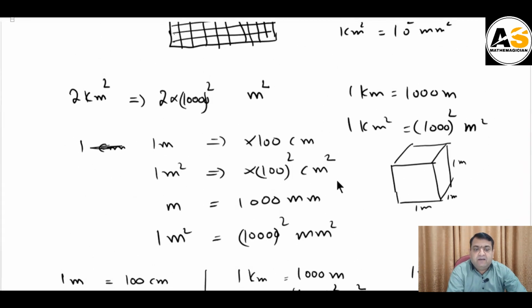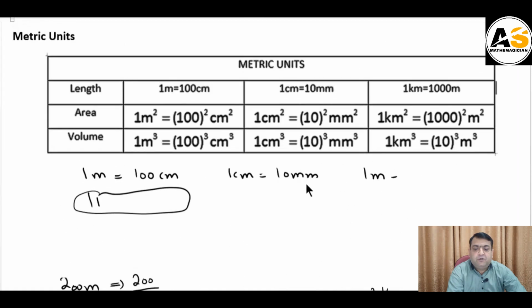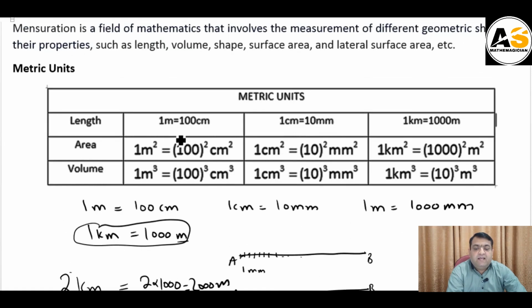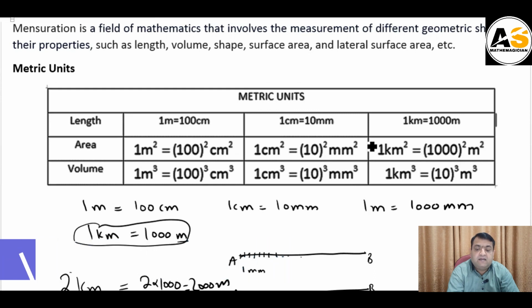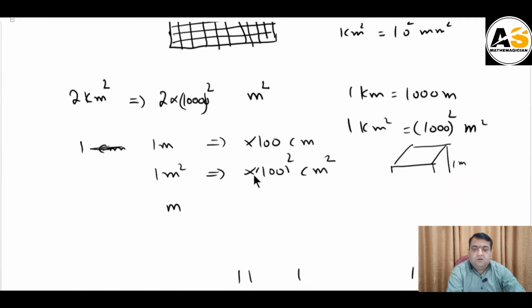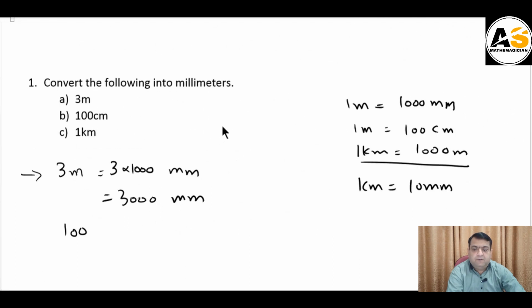So this is the basic thing. We need to understand the metric units. Units for length are one dimensional: meter, centimeter, kilometer, decimeter, and we know how to convert meter into centimeter, meter into millimeter, millimeter into centimeter, kilometer into meters, meter into kilometer. Two-dimensionally, we have units meter square, centimeter square, millimeter square, and kilometer square, etc. And in volume, we have units meter cube, centimeter cube, kilometer cube, etc. Let us solve some questions to have a grip on this concept.